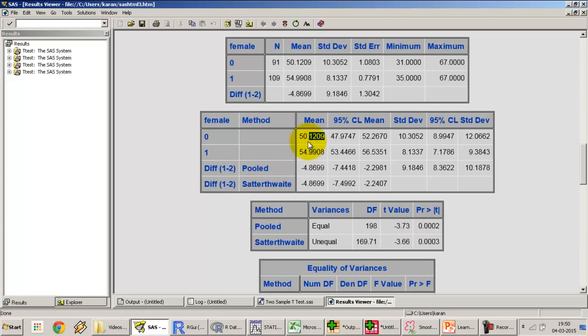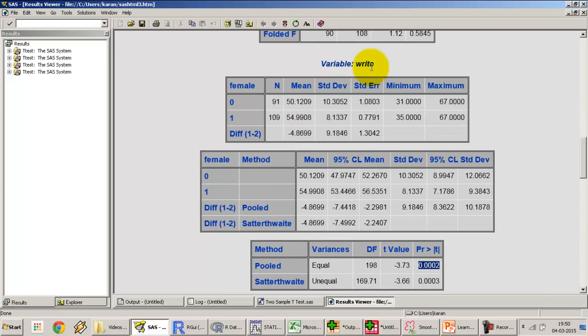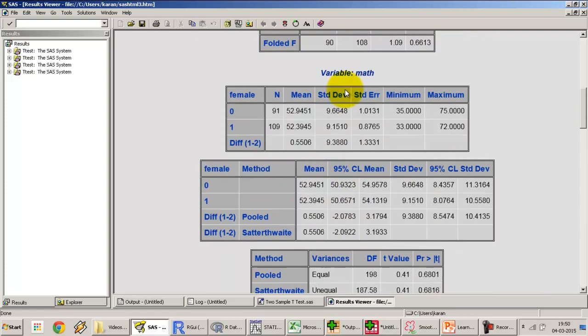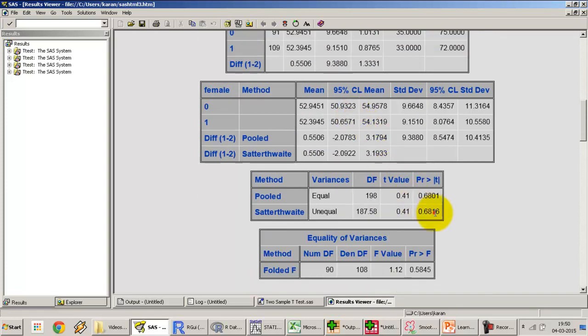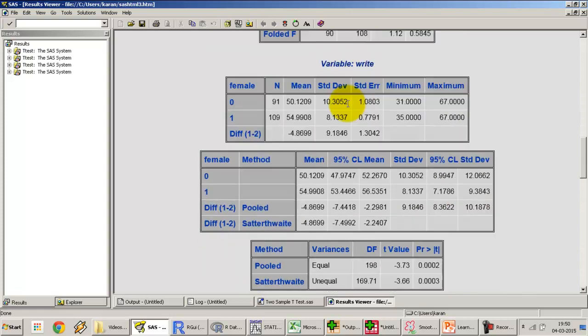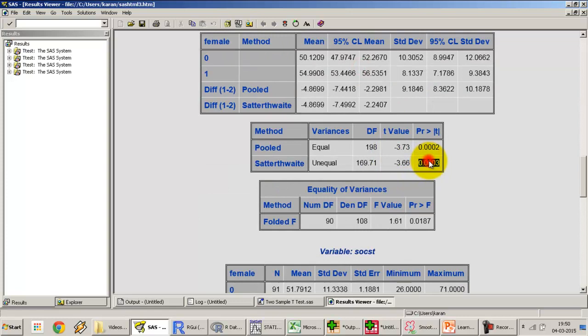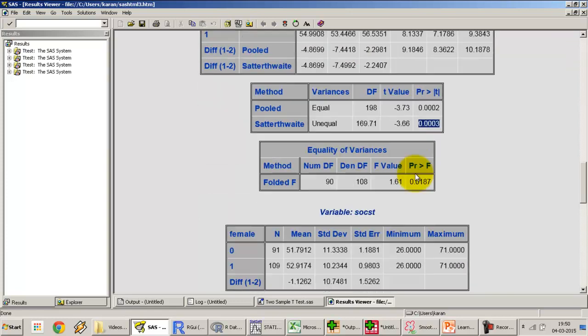So I see for one gender the mean write score is 50. For the other gender it's 54. And this difference is coming out to be highly significant as the p-value is lower than alpha. And as we know, if p-value is low, null has to go, i.e. gender does impact performance on the write scores. So gender did not impact math because p-value is high. But when I look at the result for write scores, gender has an impact. And that's very, very interesting.